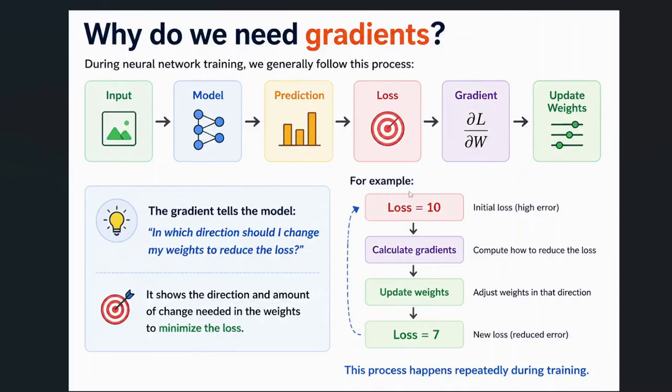For example, I have a loss of 10 for now. Then we will calculate gradients, so it will compute how to reduce the loss. Then we will accordingly update our weights. We will adjust weights in that direction. Then suppose I got a new loss of 7. So our new loss is 7, so it has reduced some error. First I had 10, now I have 7. So this is why we require gradients.